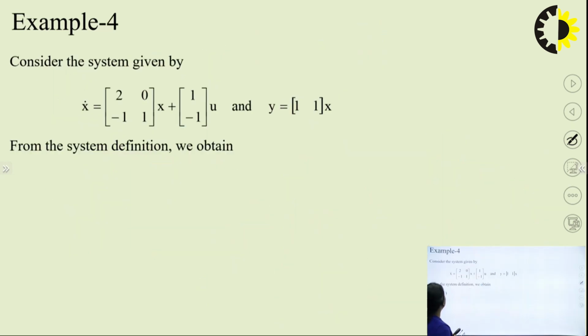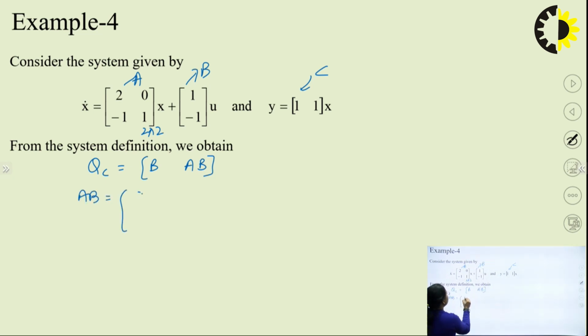Now solving another example, the last example. We have been given the system x dot equals Ax plus Bu, and y equals Cx. Now we have to find out whether the system is controllable or not, and whether the system is observable or not. From the definition, matrix A is of the order of 2 cross 2. So for controllability QC, we have to just find B and AB. B is this, and AB will be A, which is 2 0 minus 1 1, and B, which is 1 minus 1. So this is 2 by 2 and this is 2 by 1.